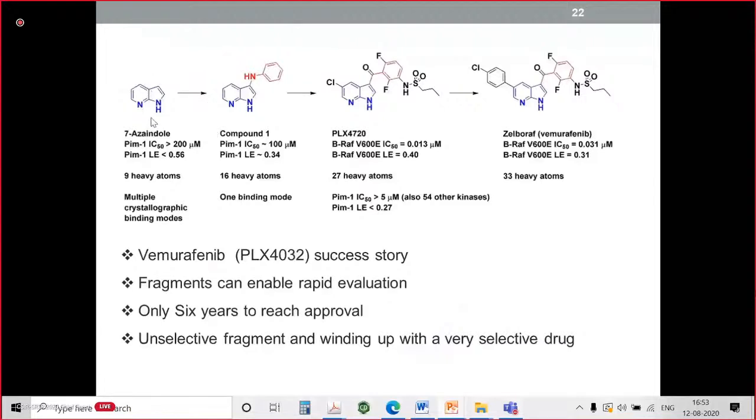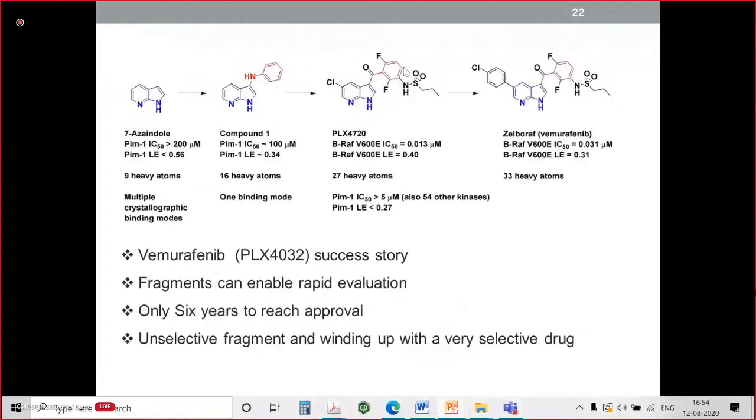So by using fragment-based drug design, this was connected with the help of the growing technique to an aniline moiety, and this shows somewhat good efficacy in comparison to the azaindole. 100 micromolar activity is shown by this compound 1. Later on it was optimized by the same fragment-based drug design through the growing approach.